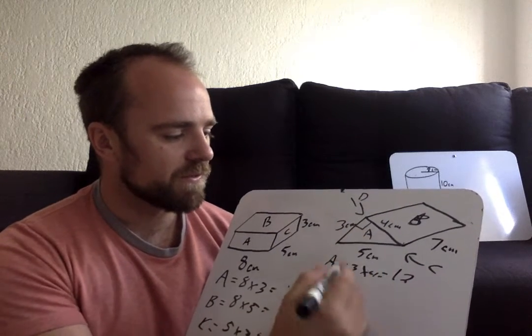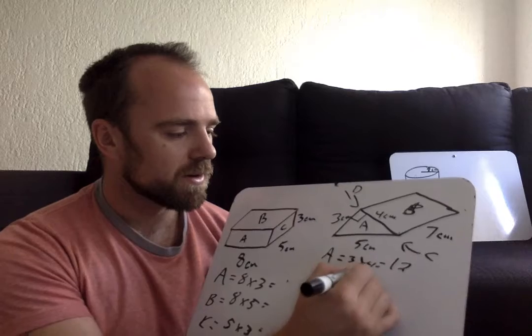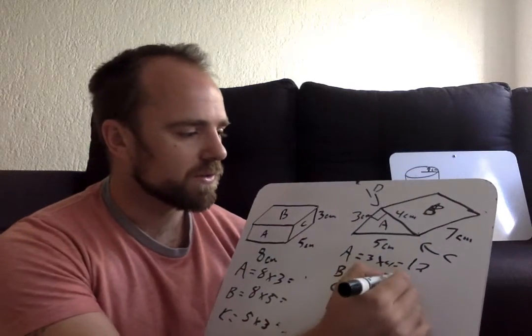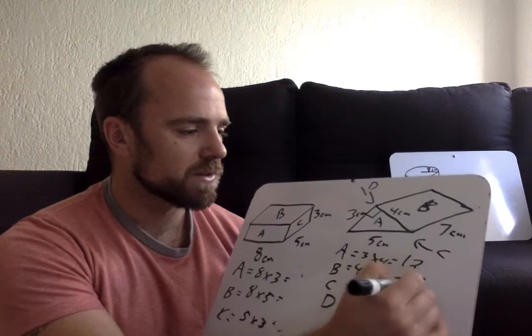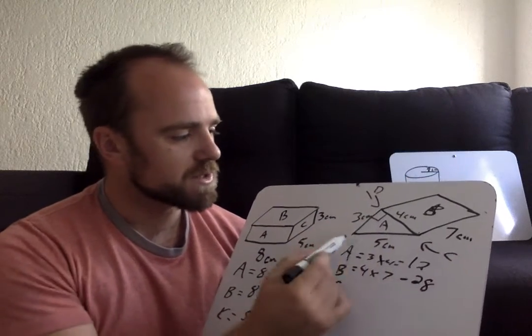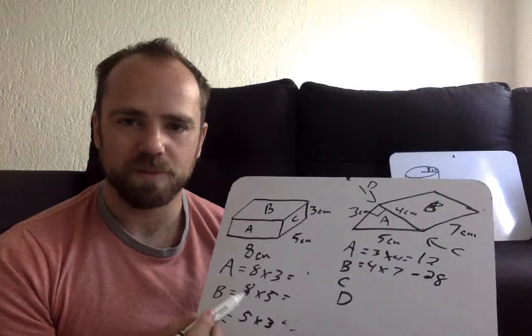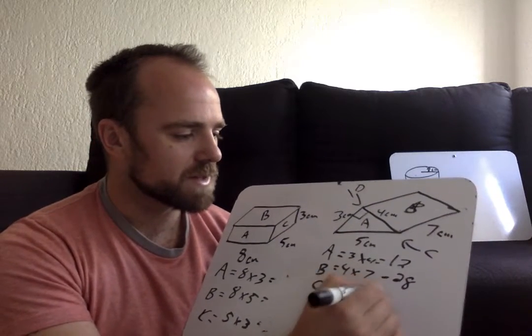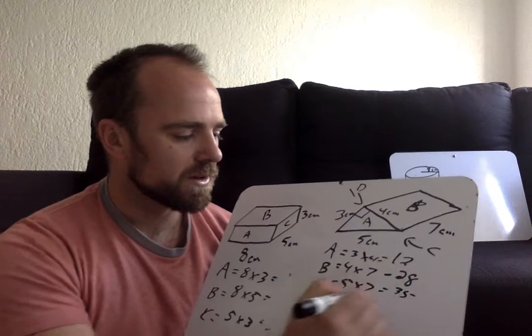So I have a length of 4 and a base of 7. Okay, so 4 times 7 gives me 28. I'm going to go to C, which is the bottom. So I've got 5 as my one length and 7 as my other one. So 5 times 7 equals 35.